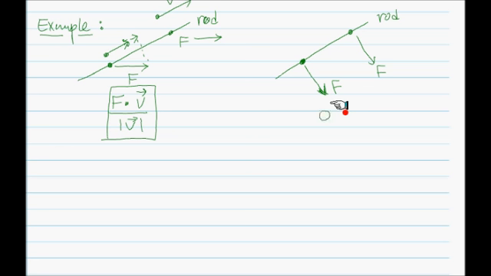So if this force moves this thing a certain distance d, that's the work done by this force, and here the work done by this force field is 0. In other words, 0 work is coming from the force field.